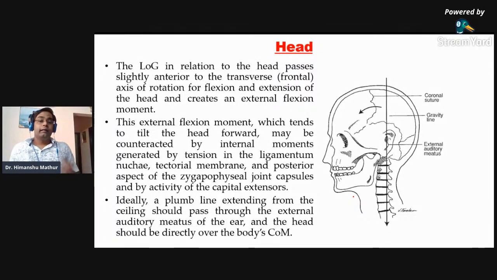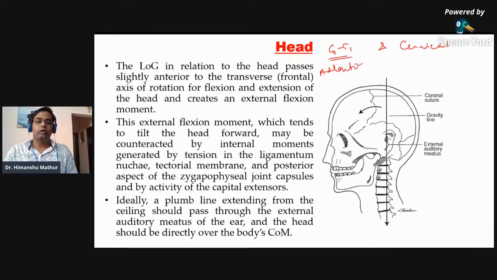All right. Talking about the head. Now, whenever I talk about the head and neck, we have two segments over here, right? There could be the C0, C1 segment and the rest of the cervical spine. Now, the C0, C1 segment is the atlanto-occipital joint, or the segment. And the other is the C3 to C7 segment.